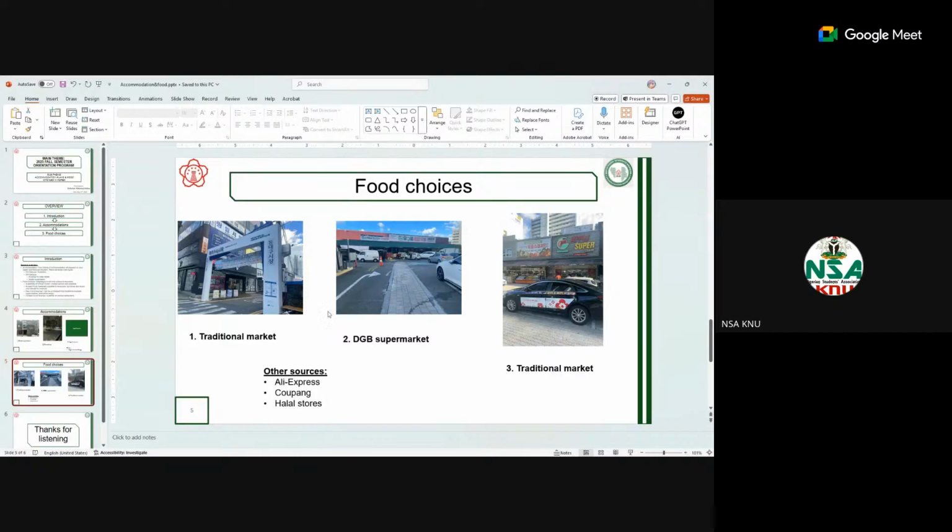Then the other one I forgot to mention is the halal store, because of the Muslims. We have some people from the Middle East or from Islamic countries around the world. They are here, so they have created a halal store, so that if you go there, you know what you are buying. If you are a person who is concerned about halal, then you can go to that kind of store.